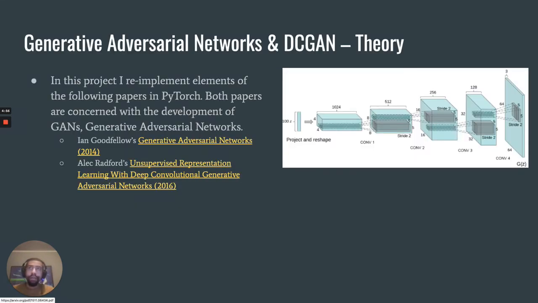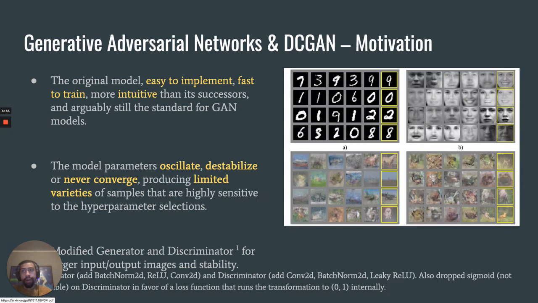Over the last couple weeks. So what I wanted to do was re-implement some of the basic papers in the study of computer vision in PyTorch, and then use that re-implementation to train a model on a DL1 instance.